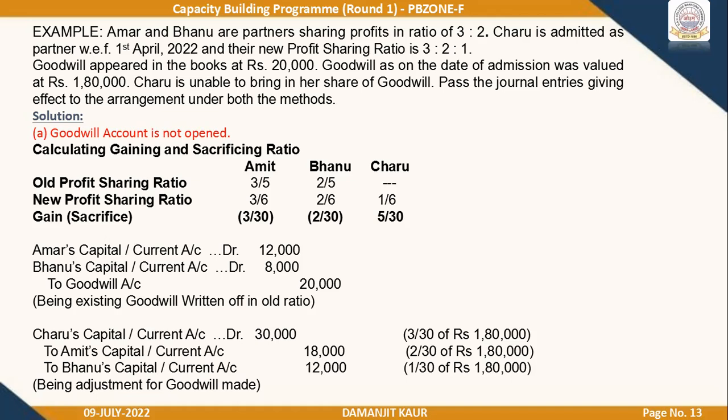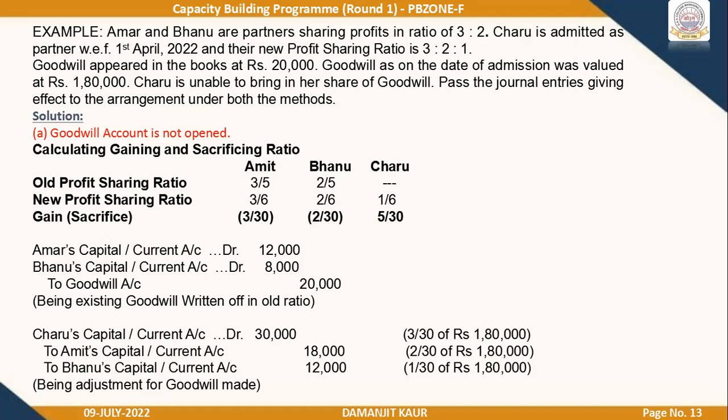Both the methods means when the goodwill account is not opened, that means we are to pass only the adjustment entry. And second, when the goodwill account is opened, we are to pass two separate journal entries. First, goodwill is to be raised in the old ratio from the old partners, and then the second entry is to be written off in the new ratio to all the partners, including the new partner. But in both the cases, one common thing is that the existing goodwill has to be written off in the old ratio to the old partners by debiting their capital or current account as the case may be. If it is fixed capital, the current account will be debited. If it is fluctuating capital, then the capital account will be debited.